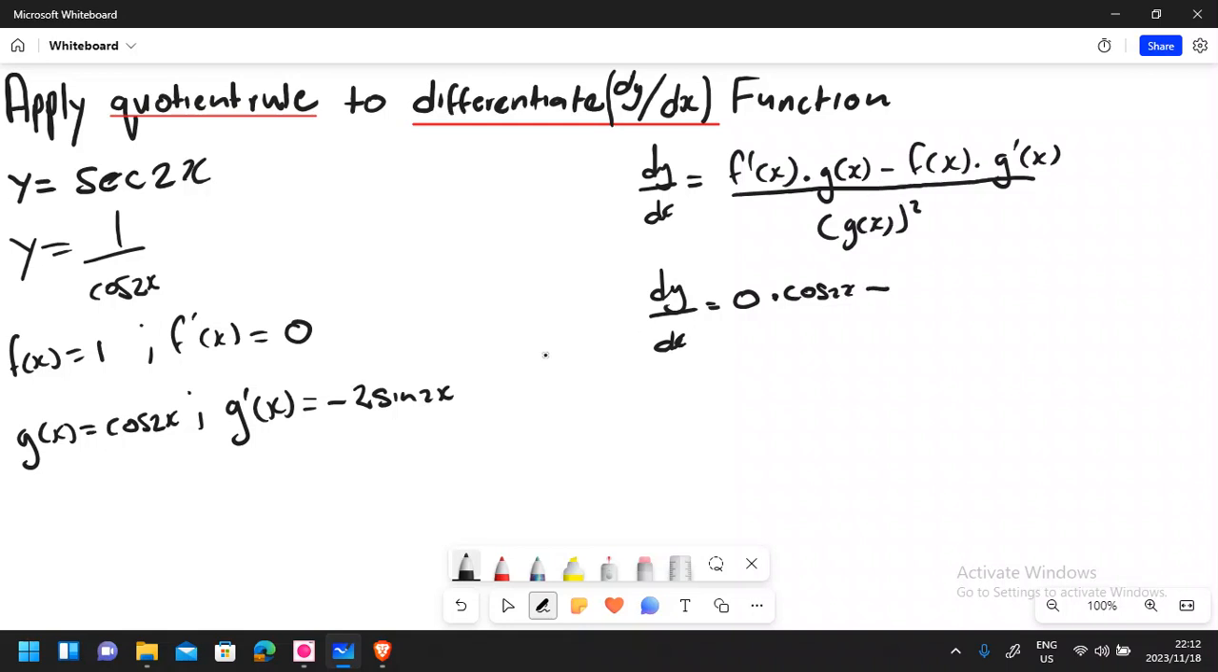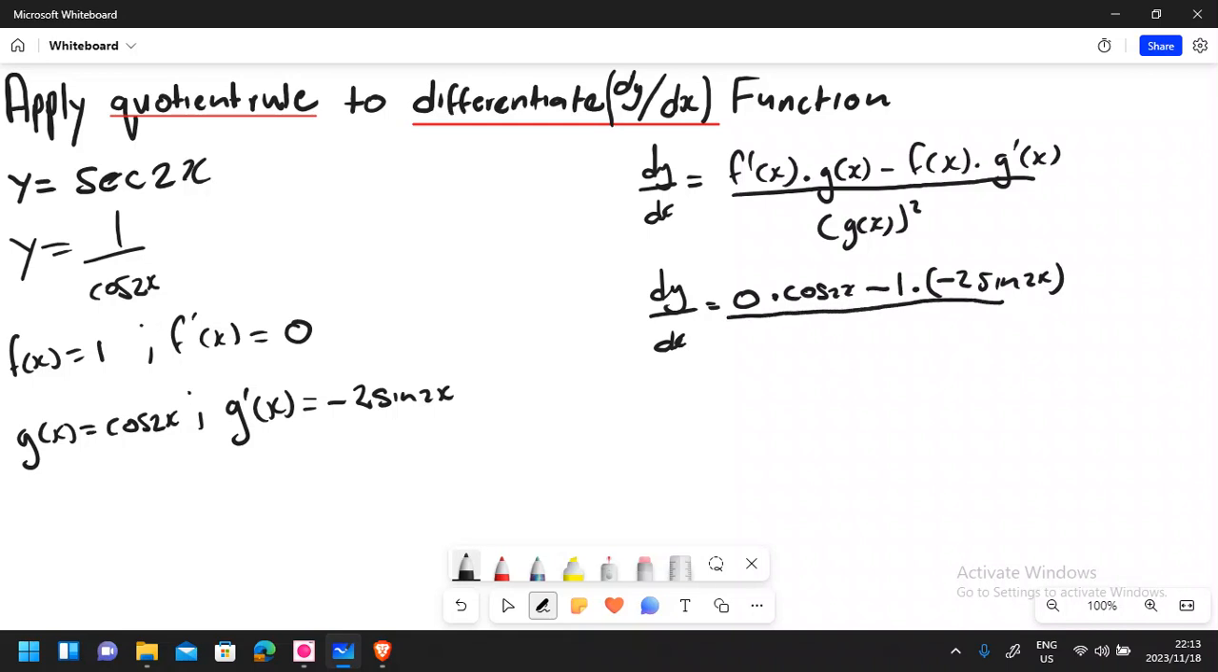Then we say minus. Now let's look at f of x. f of x is actually 1, so we multiply by 1, and then this is going to be multiplication of g prime of x, the derivative of g of x. If you can see, the derivative of g of x is going to be negative 2 sine 2x. So this is going to be multiplied by negative 2 sine 2x. All right, so this is what we have.